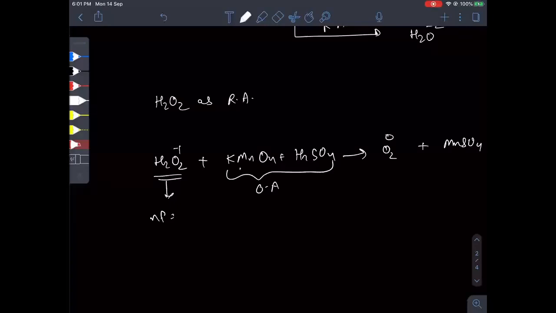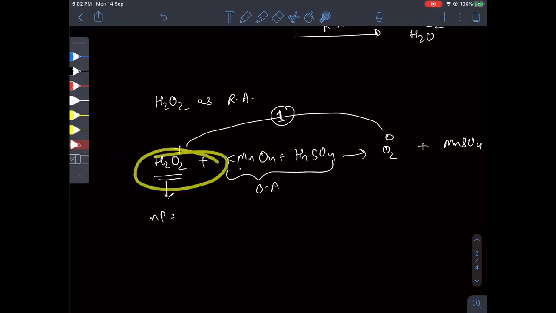Now what is the N factor in this case? The change is from -1 to 0. How much change is happening? Per atom, 1 electron it is losing, from -1 to 0. But per molecule, how many? Because N factor is defined as how many electrons change per molecule. So per molecule there are 2 oxygens, so the N factor will be 2.